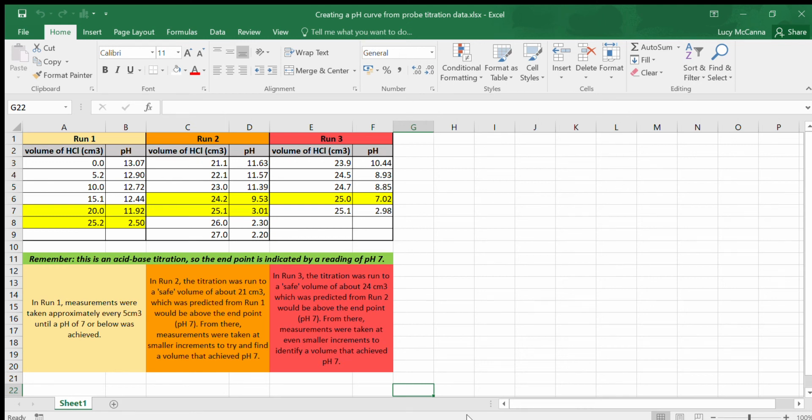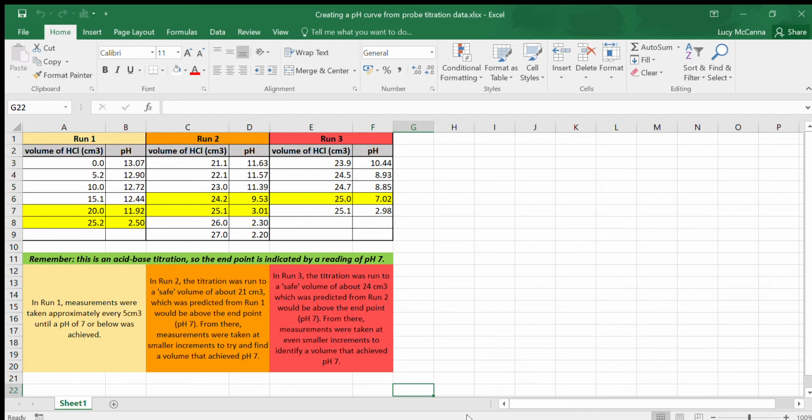Hi everyone, this is a video to help you with your data collected from the pH probe titration. We take that data and amalgamate it to create what we're calling a titration curve, which is a graph of those results. From that graph, which you'll need to include in the assignment, we can read off a volume of hydrochloric acid that got us to a pH 7 when we were titrating against the sodium hydroxide.